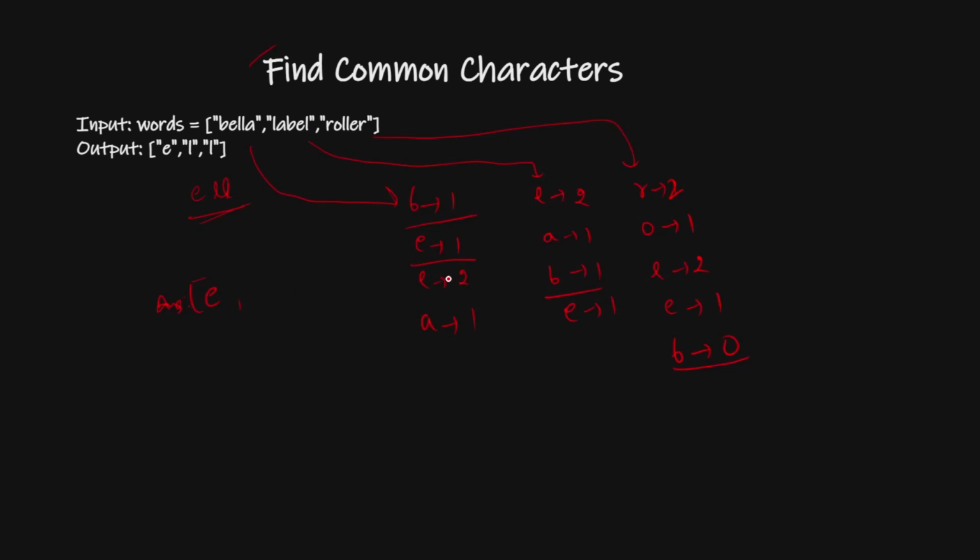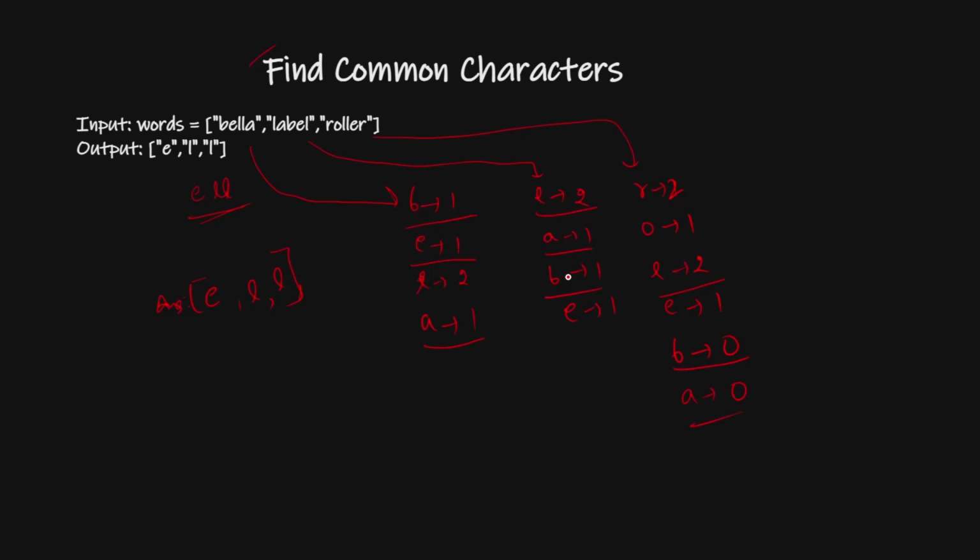Now let's see L. Here L is two times, here L is two times, and here also L is two times. So I will make L two times in my answer. Now A is here one time, also one time, but here there is no A, so I can say A is 0 times. So the minimum will be 0. So I have done this.